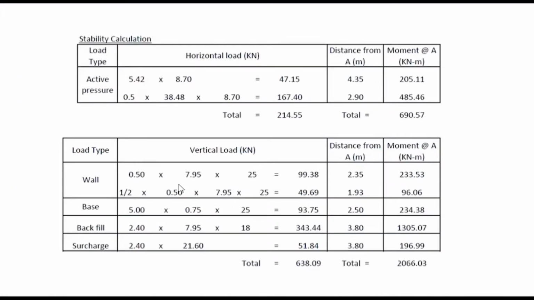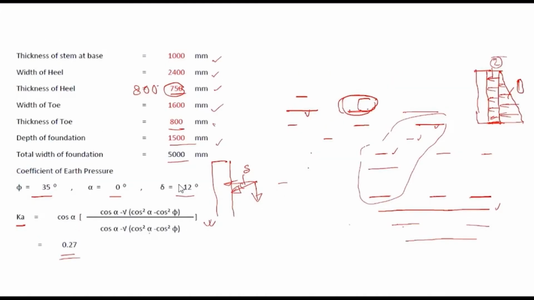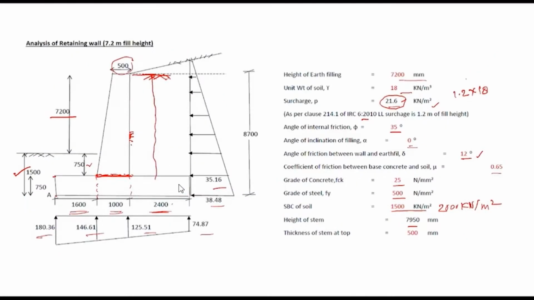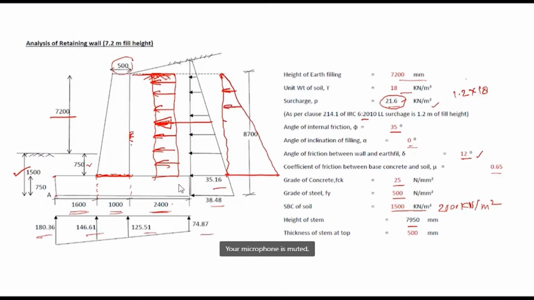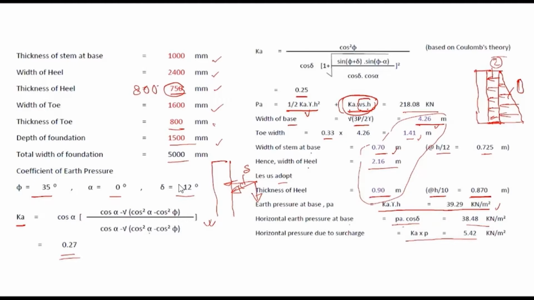Now you see stability calculation. So active earth pressure will be the pressure due to active earth pressure plus pressure due to surcharge. The pressure due to surcharge will be uniform. It will act at this position at the center. The pressure due to the earth is triangular, 0 here and some value here.